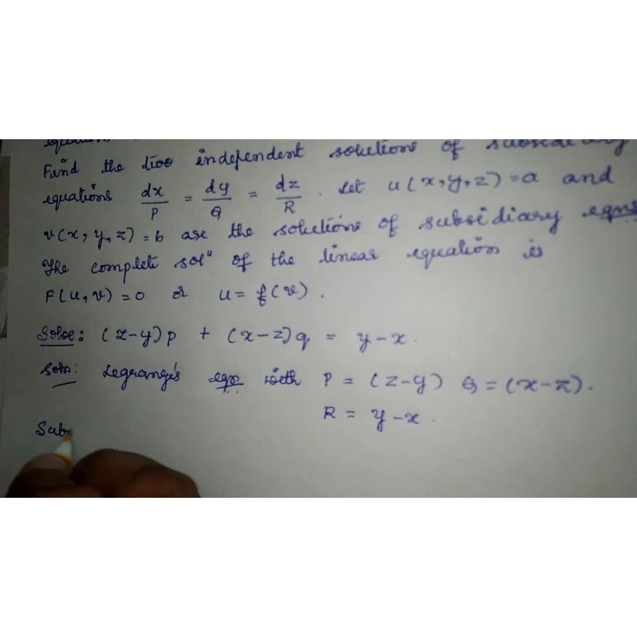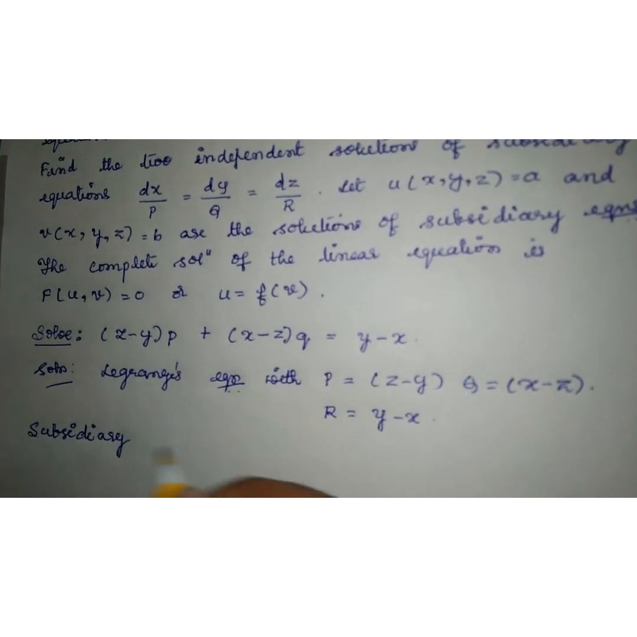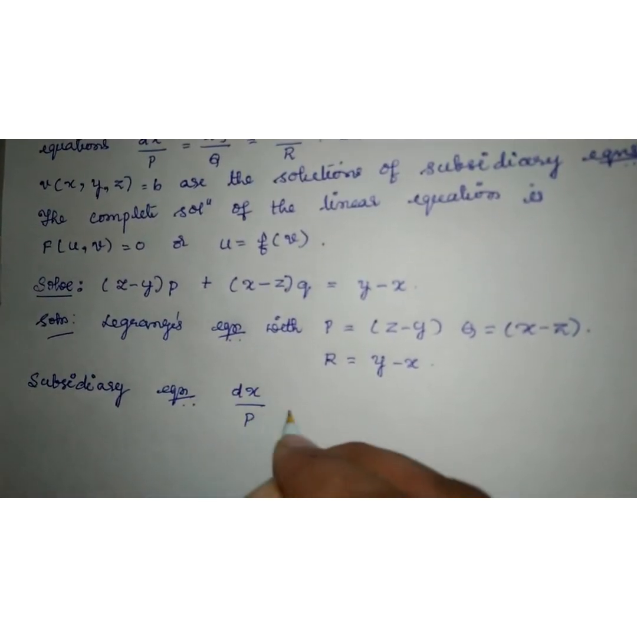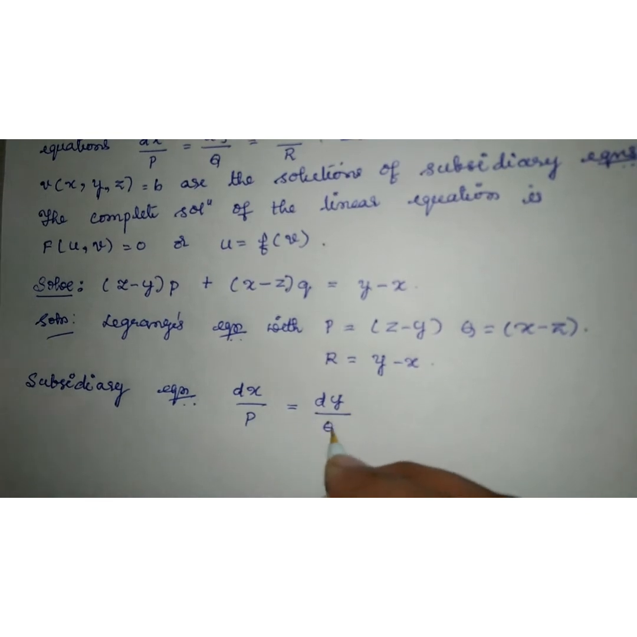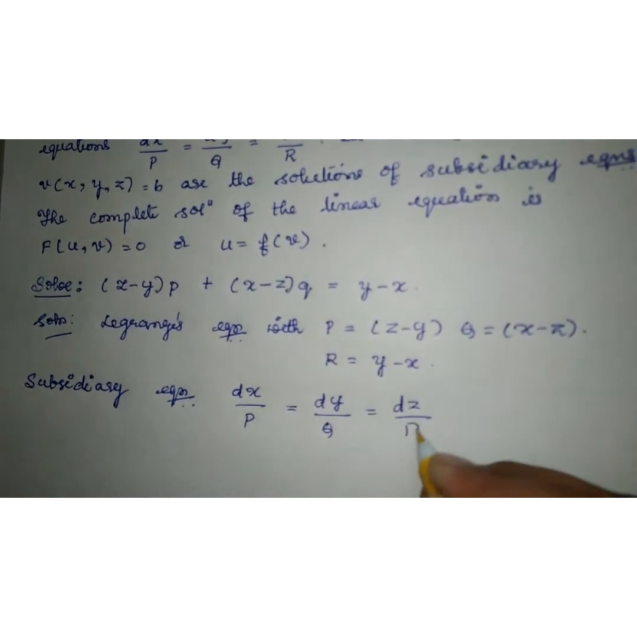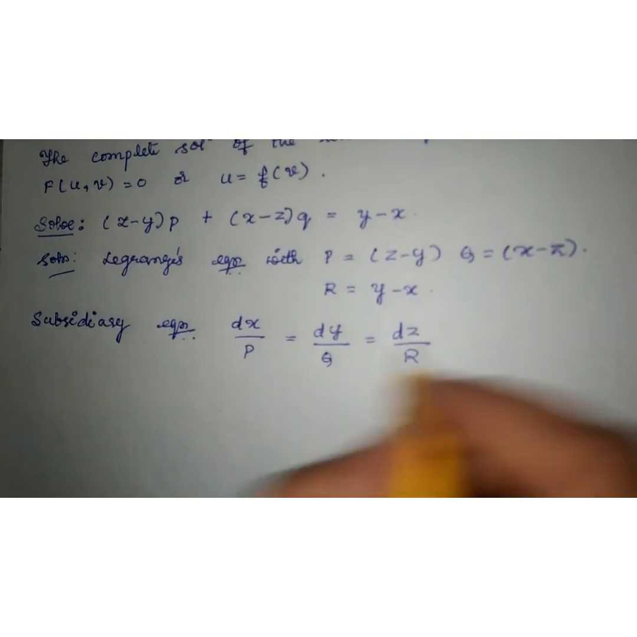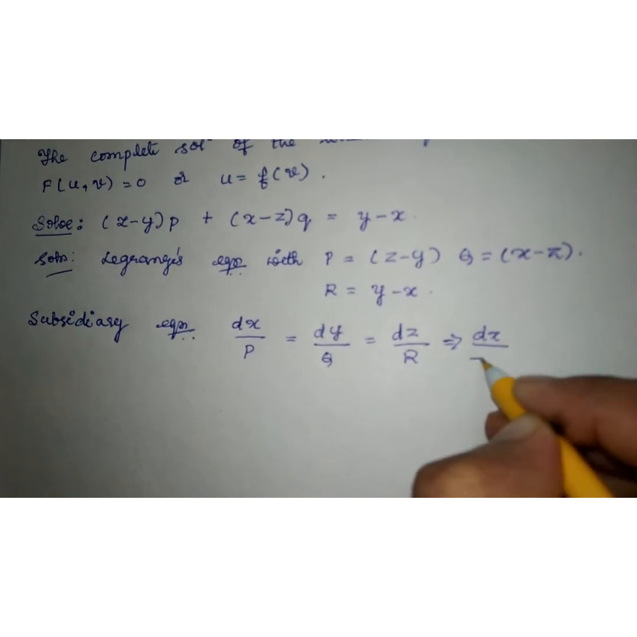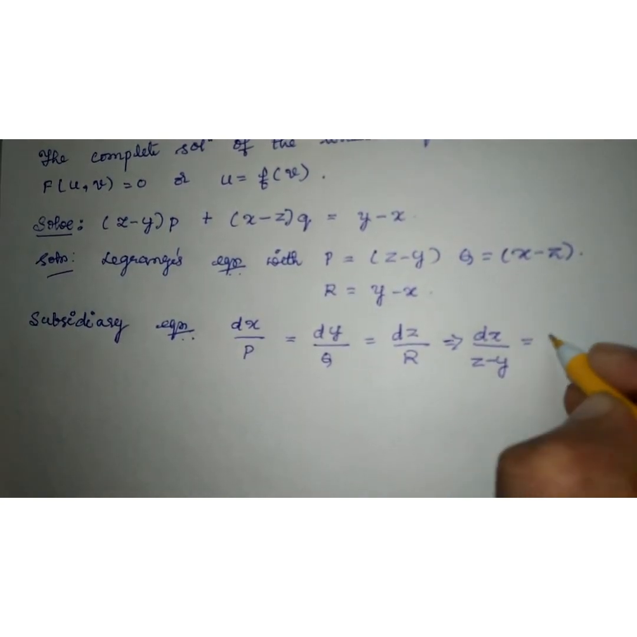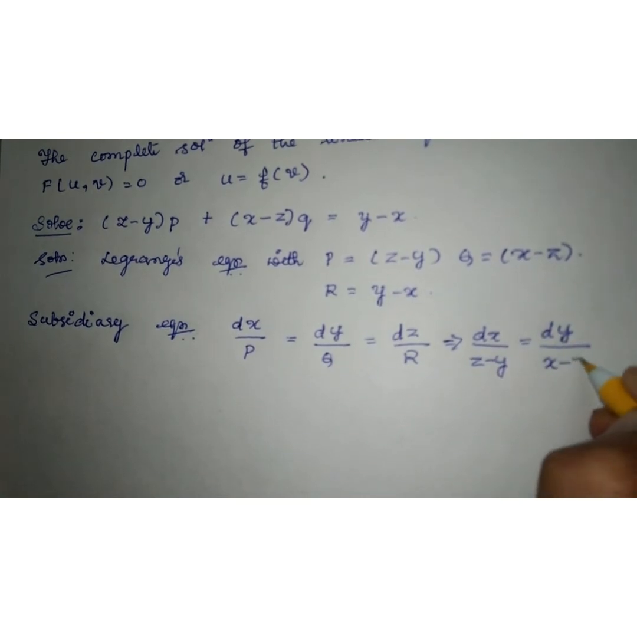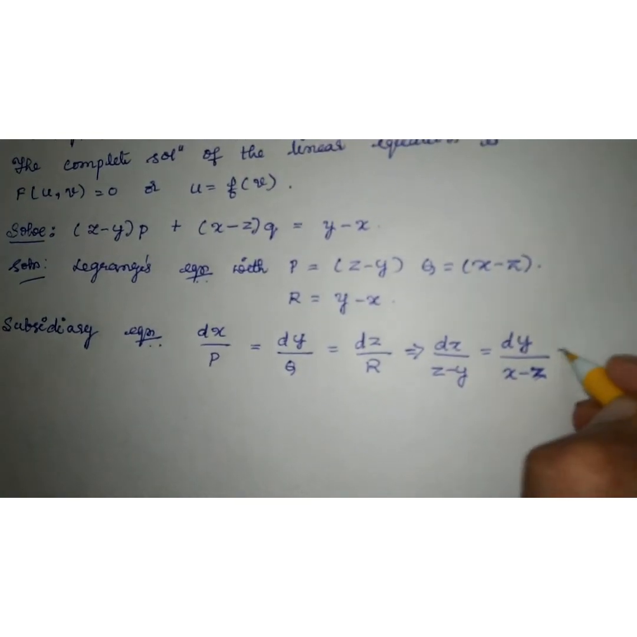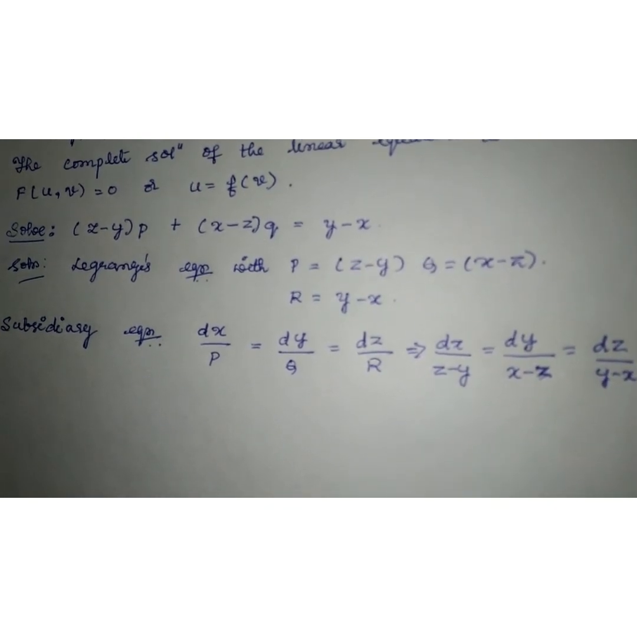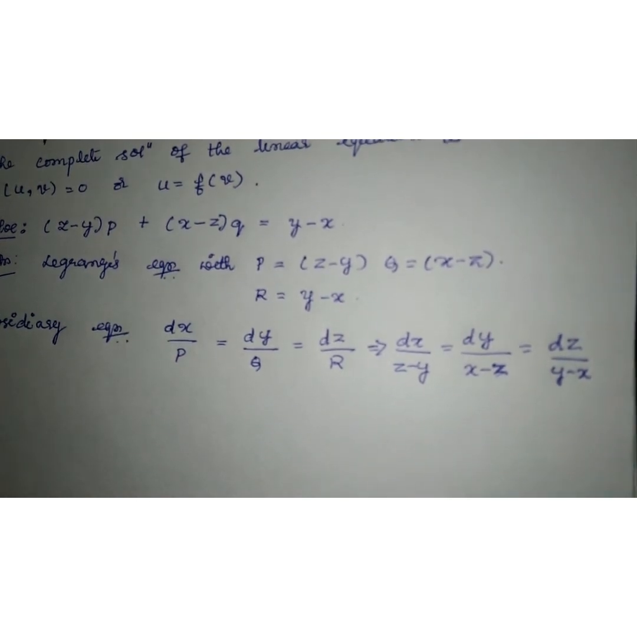So let us write the subsidiary equations. The form is dx by P equal to dy by Q equal to dz by R. So it is dx by (z minus y) equal to dy by (x minus z) equal to dz by (y minus x). Now you got the subsidiary equation here, and now we have to solve it.